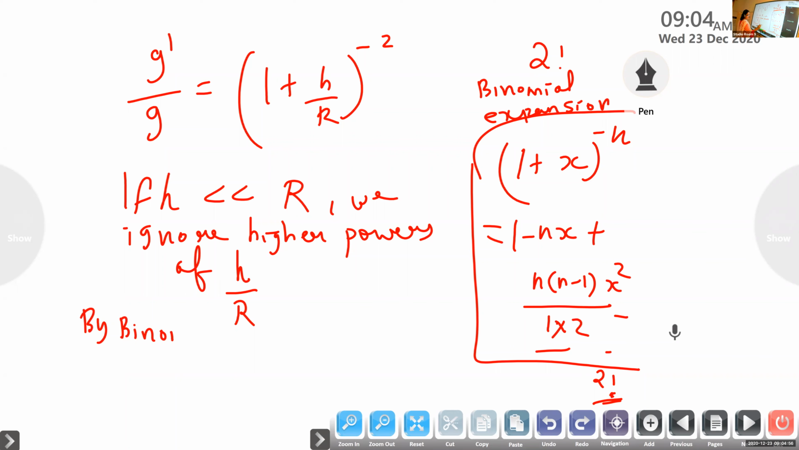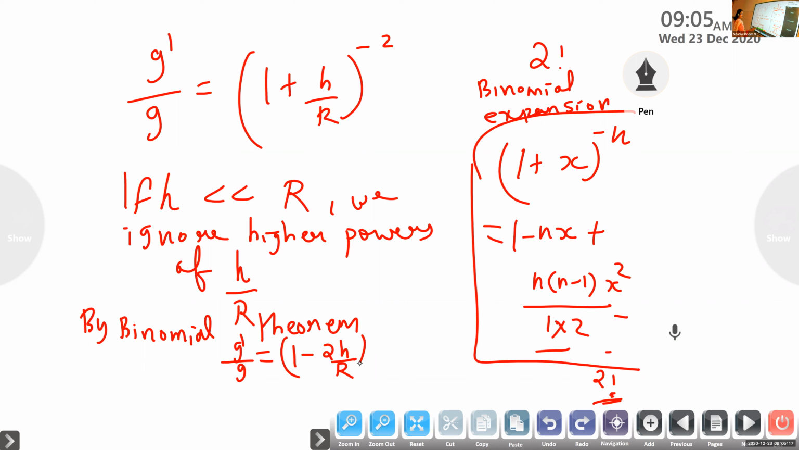After that you can write, by binomial theorem, g dash by g is equal to 1 minus 2h by r. Only that's enough for us. 1 minus 2h by r. Thus, this is what you will finally get.